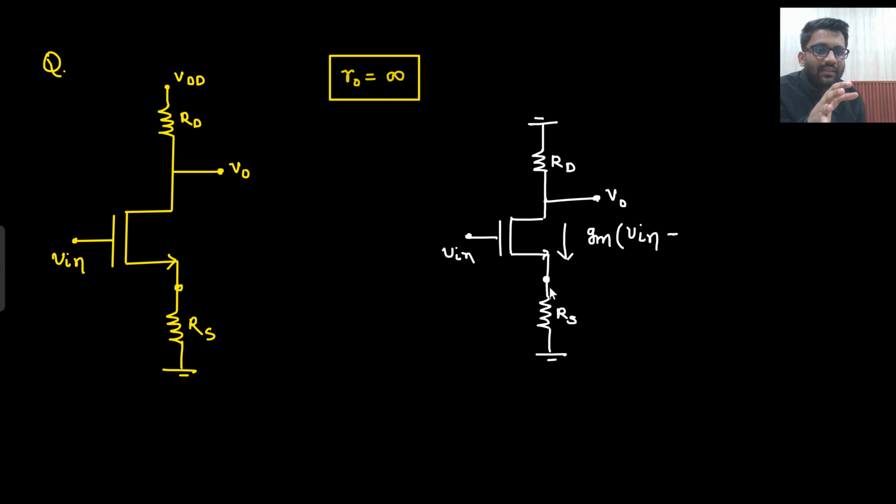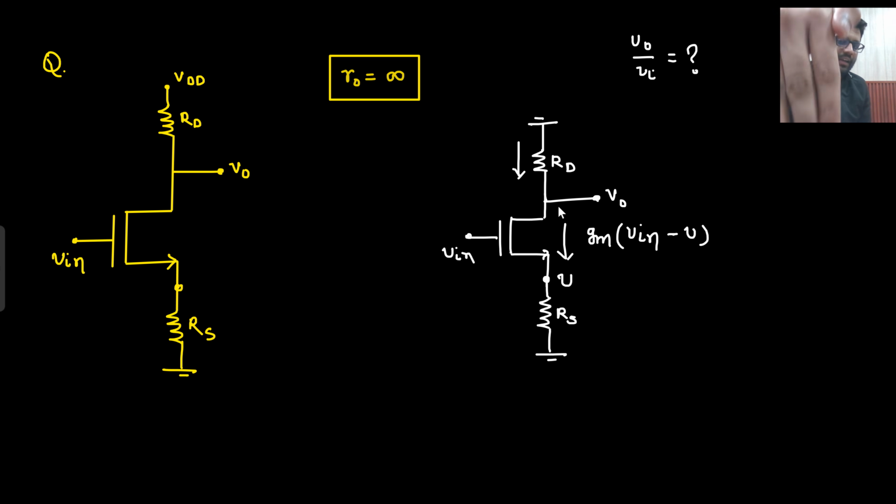But my target is to find V0 by V in. So I want to use all the terms in terms of V0 and V in only. I don't want to introduce another variable. I can introduce it, the current will be this. The same current will be flowing here as well, because if this current is Gm V in minus V, the same current flows through the complete circuit. So this current will also be Gm V in minus V.